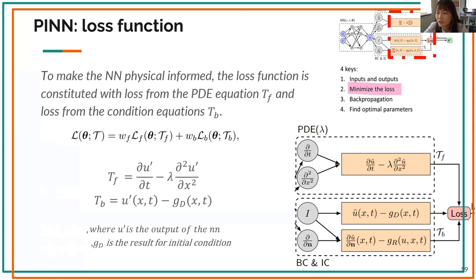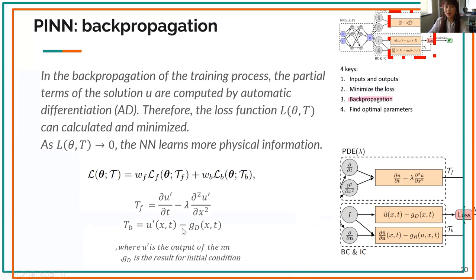Okay. So, just a quick look at the equation, where u_theta is the output of the neural network, and g_D is the result for the initial condition. After we have that, we have our loss function. In the back propagation of the training process, the partial terms of the solution u are computed by AD. Therefore, the loss function can be calculated and minimized.